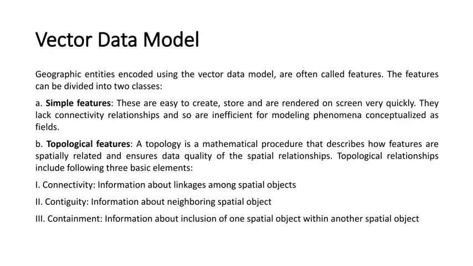One is connectivity, that is, information about linkages among the spatial objects. Then there is contiguity, that is, information about the neighboring spatial object. And containment. Containment means information about inclusion of one spatial object within another spatial object.